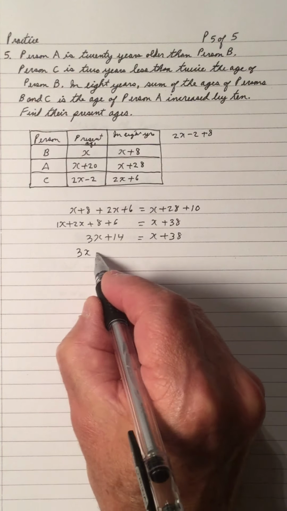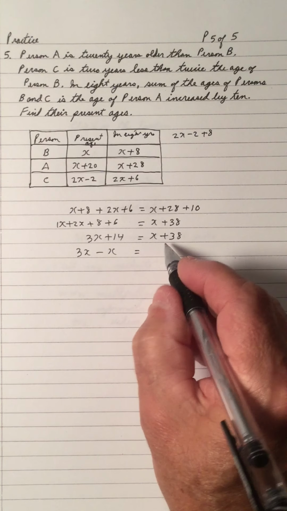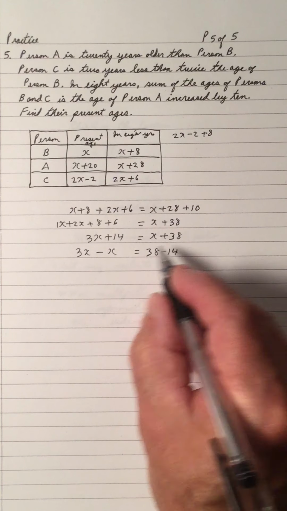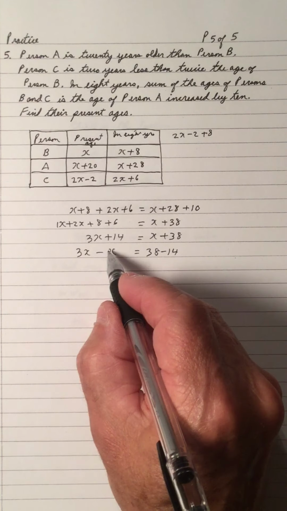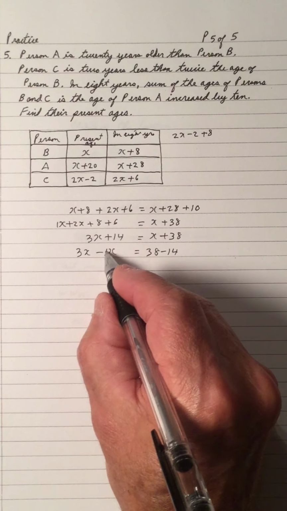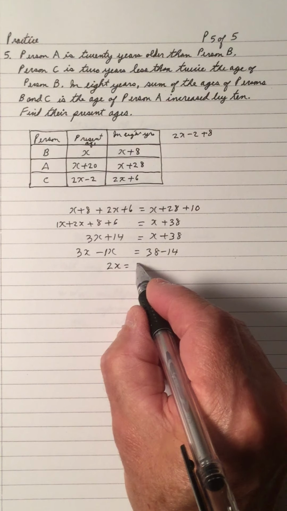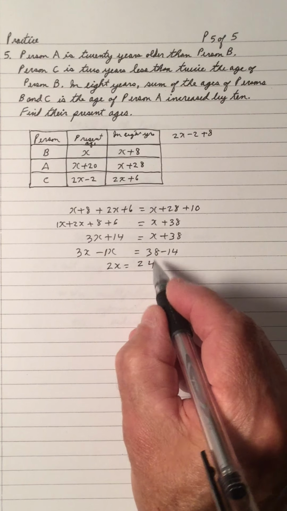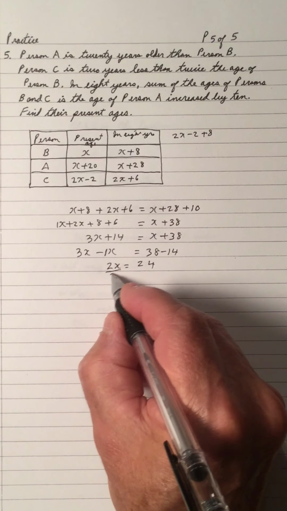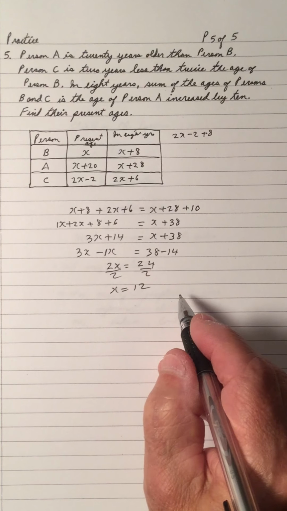Variables go on the left, so X becomes negative when you move it over. And the 14 becomes subtract when you move it over. So positive X becomes negative X, plus 14 becomes negative 14. And that's a 1. So 3 minus 1 is 2X equals 24. 2X equals 24, and we divide by 2. We get X equals 12.